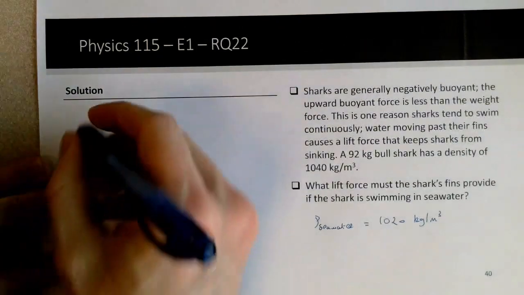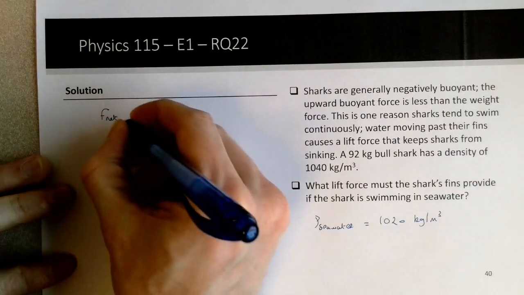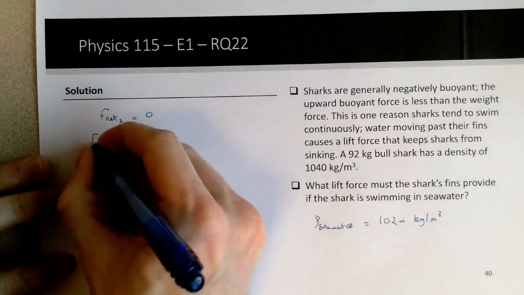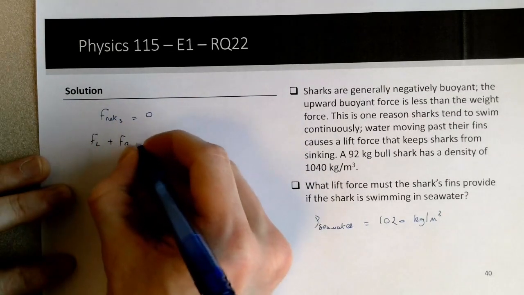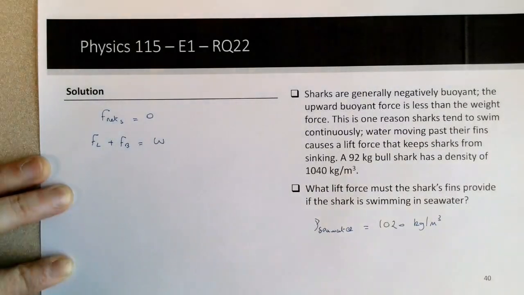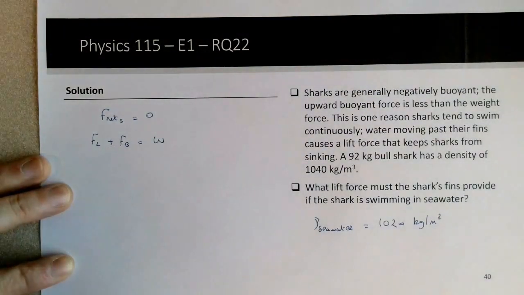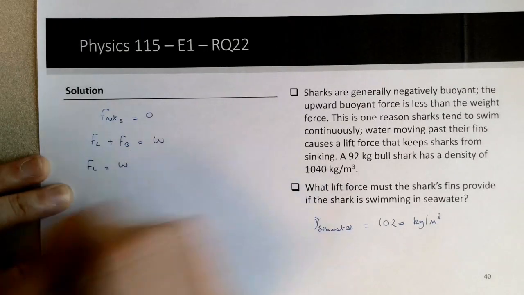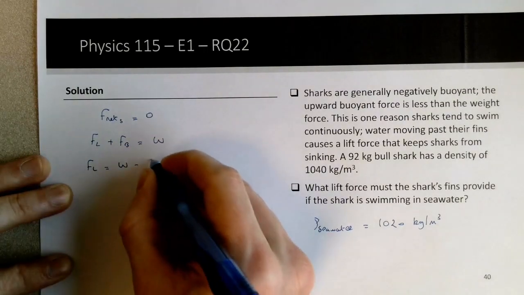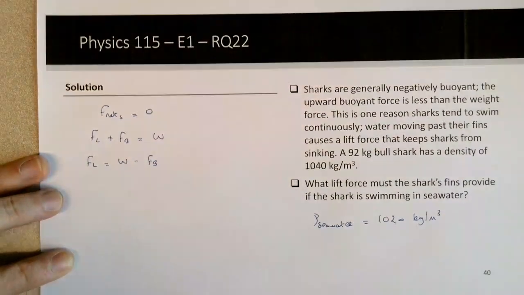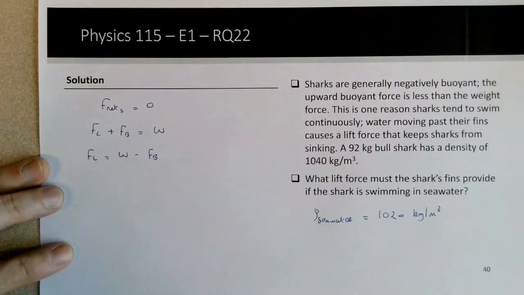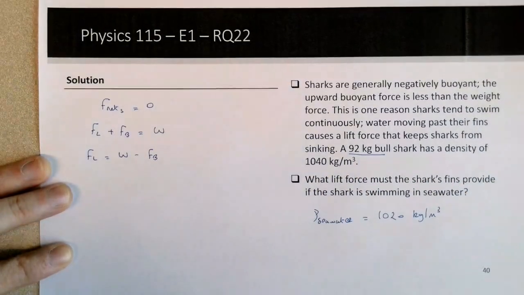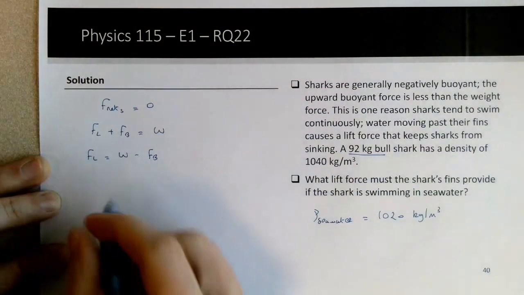If we think of it, the net force on the shark is 0, so F lift plus F buoyant equals the weight. The two upward forces equal the downward force. So we're looking for F lift. We need both the weight and the buoyant force. The weight we already have, since we have the mass and just multiply it by g. Now we need to think about F buoyant.